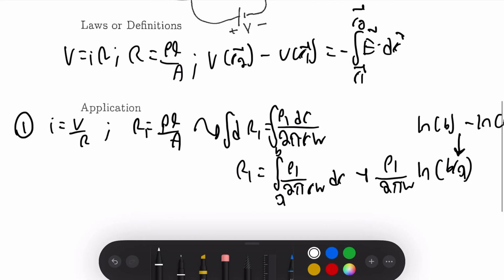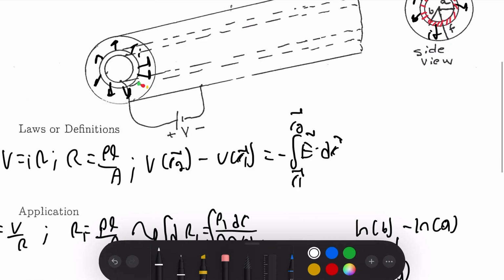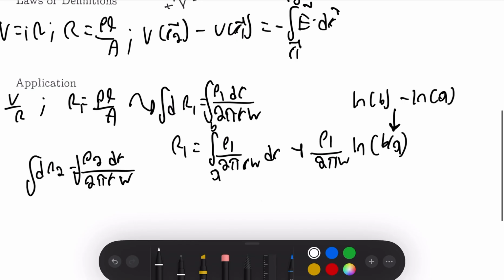So now we're going to do the exact same thing for the second resistivity. So dR2, it's basically the same, just that rho is now rho 2. So rho 2 dr over the area, which is the same thing, 2 pi r. They both have a length W is what the question said. So it's W. And then I integrate both sides again.